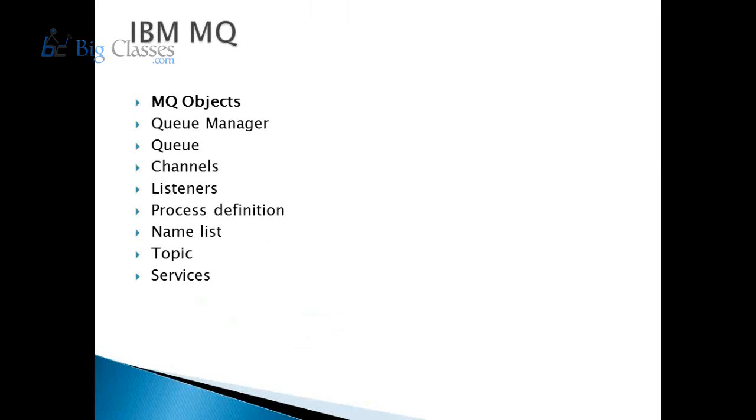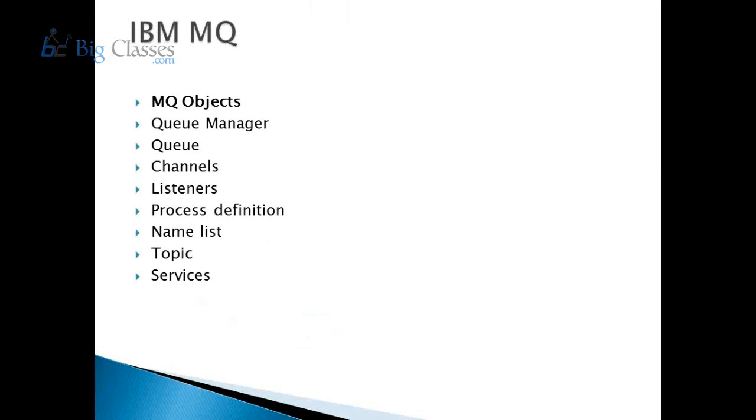So, in order to do this publish and subscribe mechanism, we are going to use an object called topic. A topic is a string which is used by the publisher to publish the data and by the consumers to receive the data. Okay, a topic is one kind of string. And services. At MQ level, we can define some services. So using the service tabs, these are the important objects.